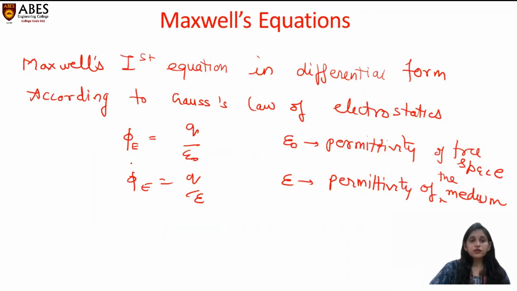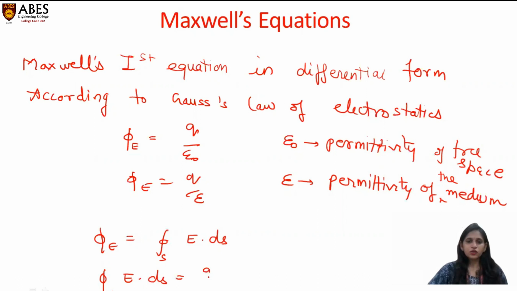We can also represent this phi E in terms of electric field. So phi E is equal to the surface integral E dot ds. It means that the surface integral E dot ds is equal to Q by epsilon, or if we are talking about free space, then Q by epsilon naught. So now mark this as equation number 1.